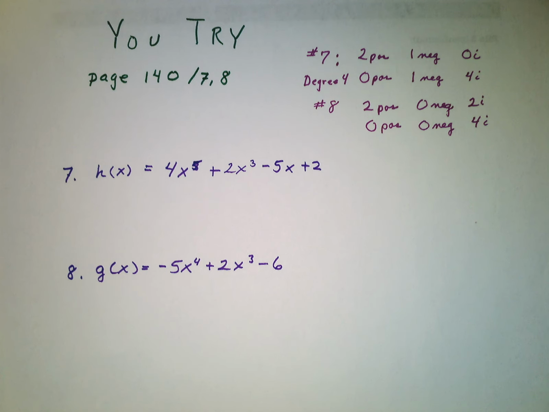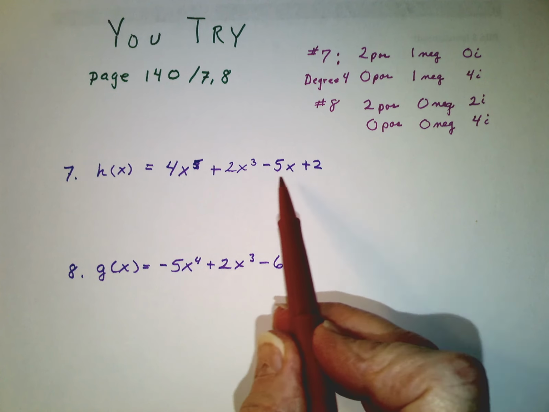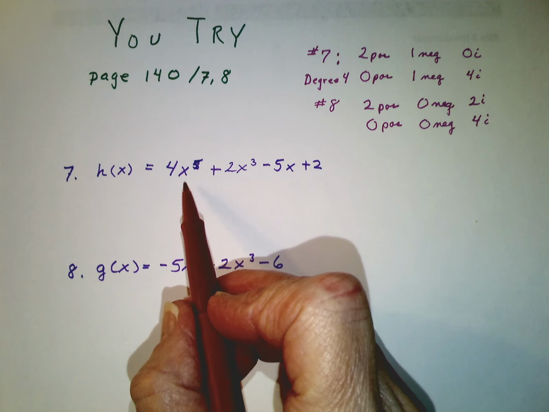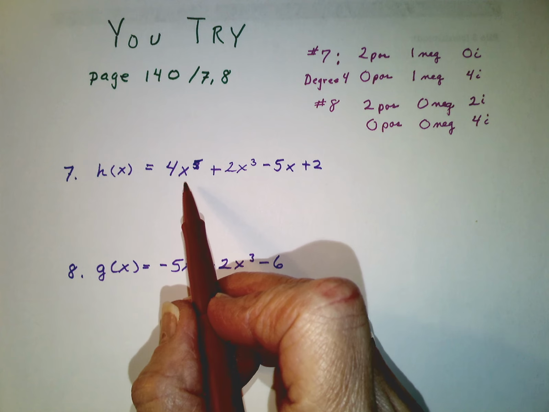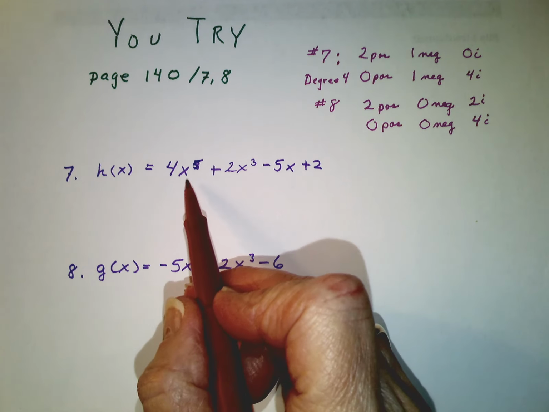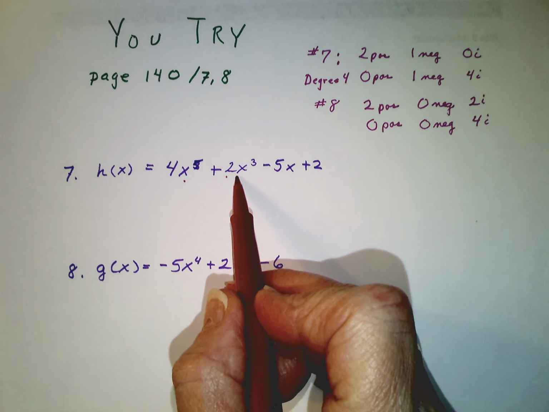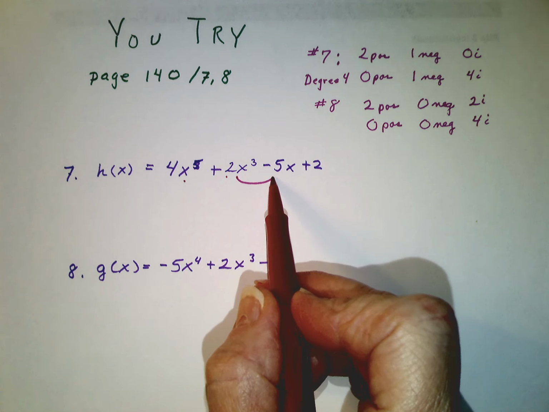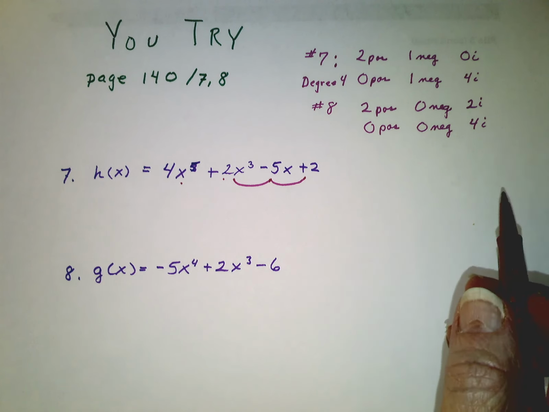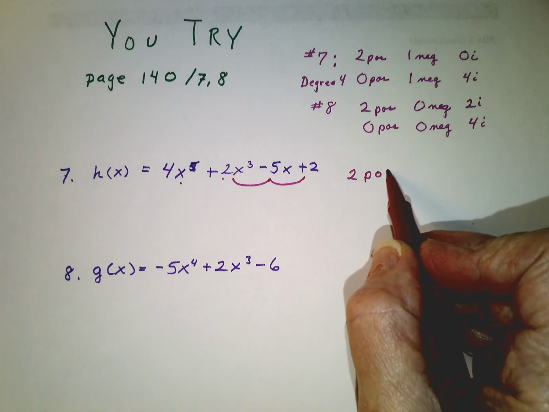Well, if there are no common factors to pull off, and the polynomial is in descending power, we can get the number of positive roots by just counting the number of sign changes. And this is supposed to be 4x to the 5th here. So it was positive to start, still positive, and then it changed from a positive to a negative, and then that negative changed back to a positive, so we have two changes. That's going to tell us there should be two possible positive roots.